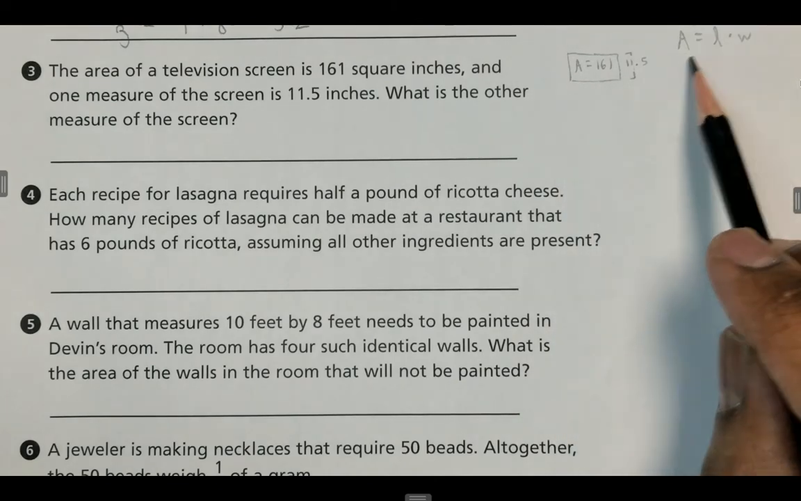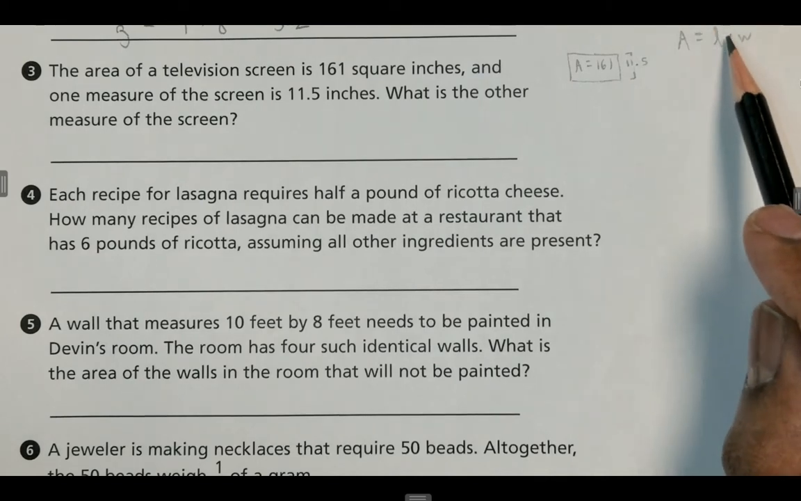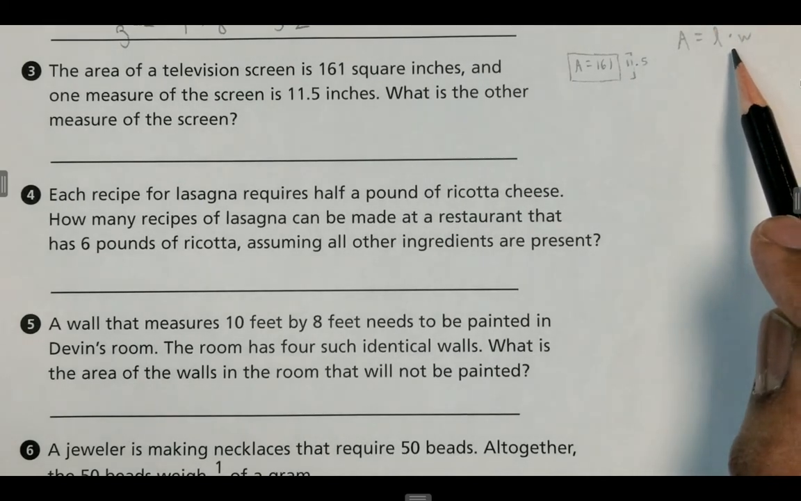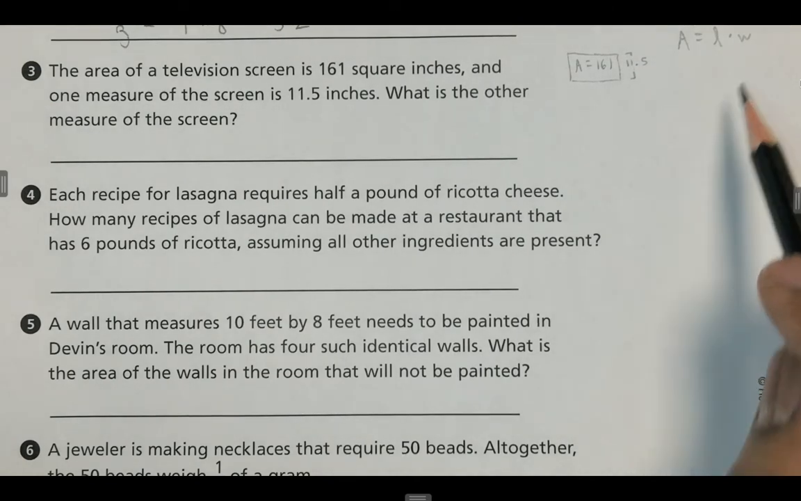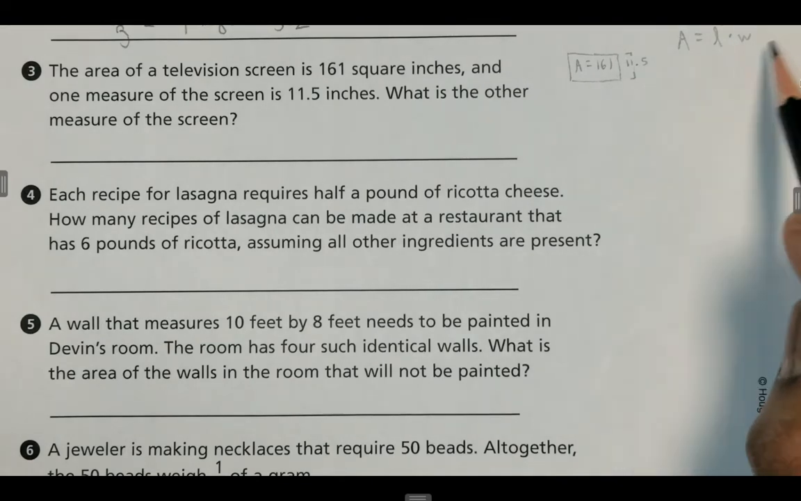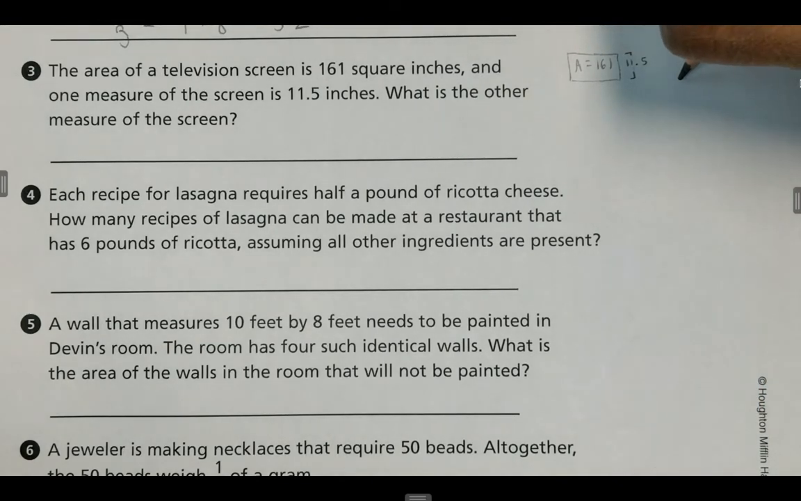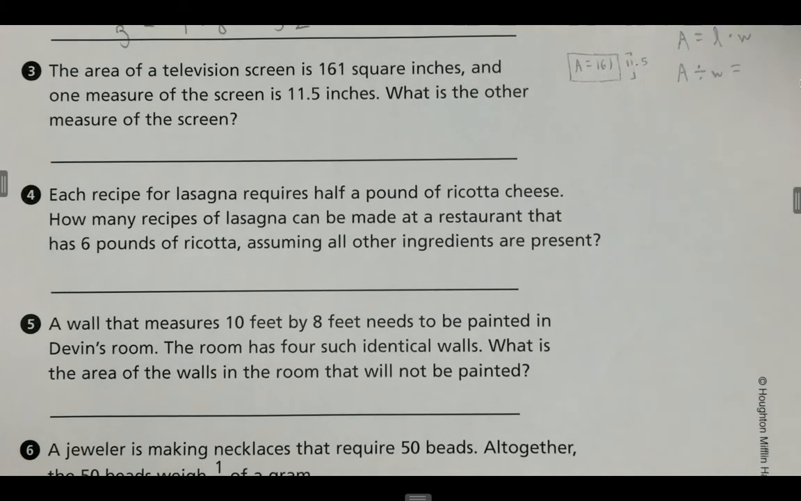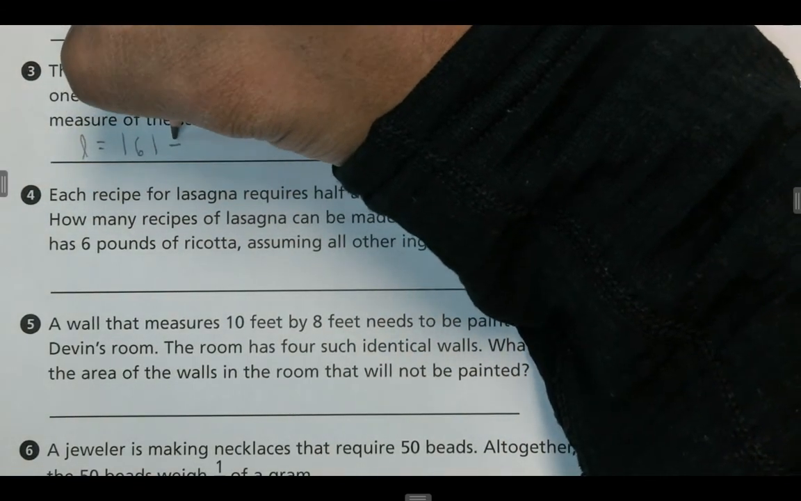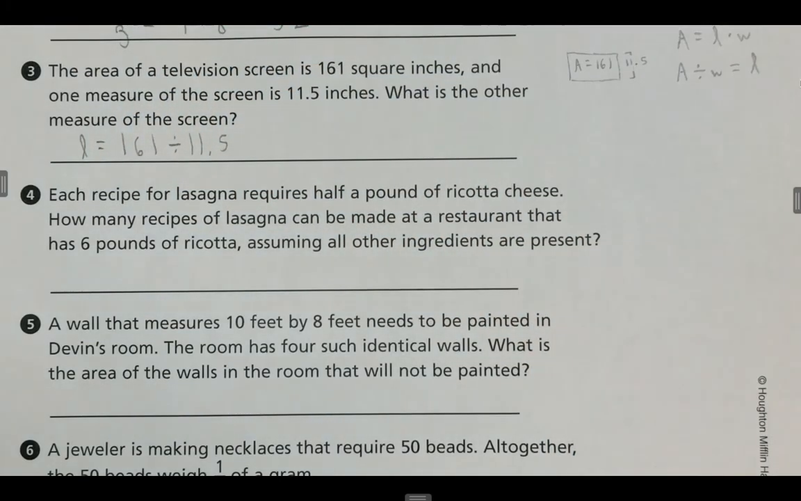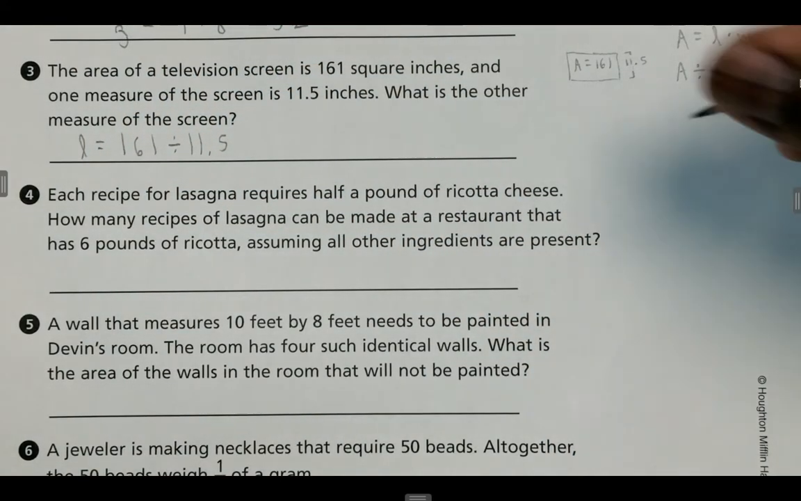Well, look at my equation. How do I isolate only the length? I've got to somehow get rid of the times W. And the way to get rid of the times W is to divide both sides by W. A divided by W equals L. So the length is equal to 161 divided by 11 5/10. Set this up as long division here.